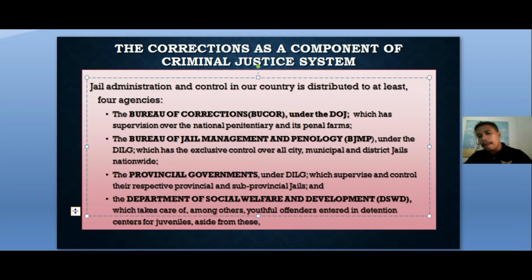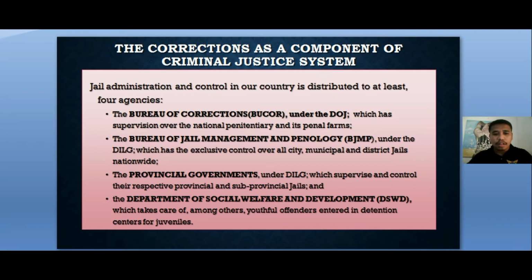So let us say, for example, the provincial rehabilitation and detention center in Dumaguete City, since that is classified as a provincial jail, such institution belongs to the provincial government. On the other hand, the Department of Social Welfare and Development takes care of, among others, youthful offenders entered in detention centers for juveniles. So, youth rehabilitation centers are actually under the supervision of the DSWD.